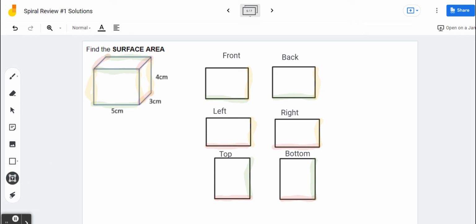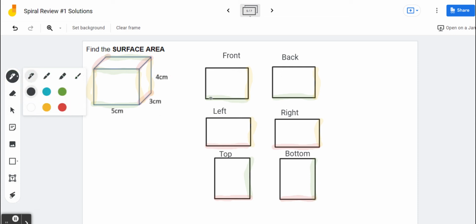So now I match up the dimensions. So here in the front, the green lines are 5 centimeters, the yellow lines are 4 centimeters. Green is 5, yellow is 4. Since I'm adding, I'm going to label all the yellows 4, and all the greens 5. And then the reds, I'll label them all 3.